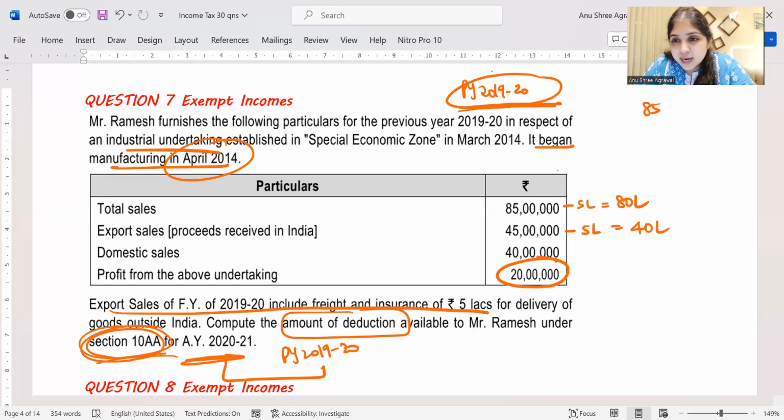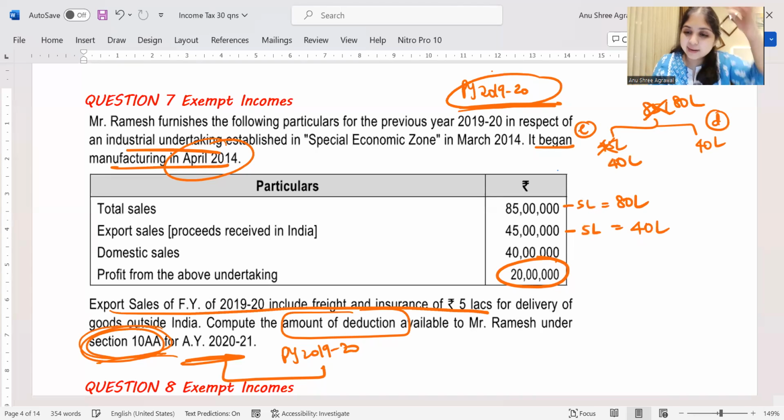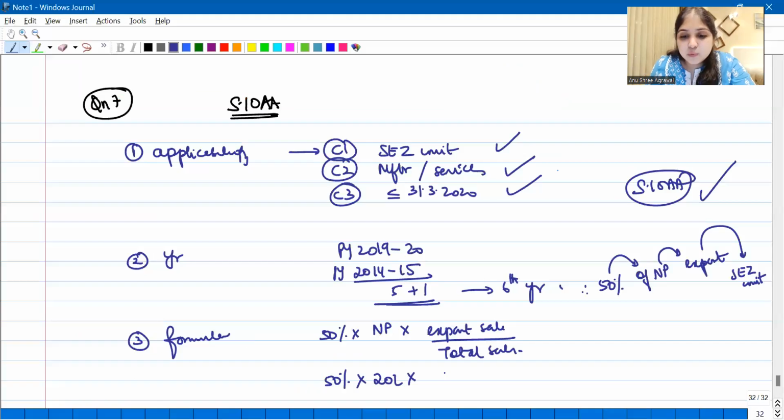Right, guys? See, 85 lakhs total sales. This total sales includes 45 lakhs of export sale and domestic sale of 40 lakhs. If this 45 lakhs I'm reducing to 40 lakhs after subtracting freight, even total sale I have to reduce to 80 lakhs, right? That's what I have done. So export sale is 40 lakhs and total sale is 80 lakhs. So how much 10AA deduction are you going to get? How much 10AA deduction are you going to get, guys? You're going to get 5 lakhs 10AA deduction.